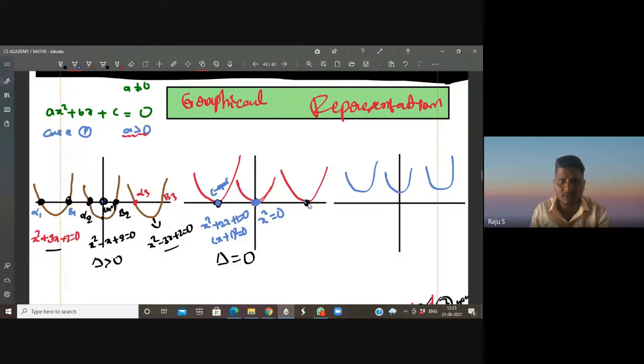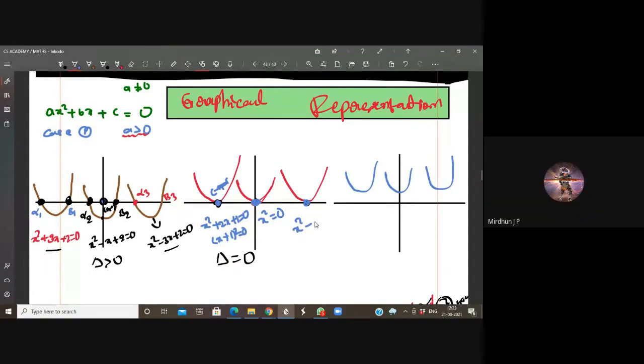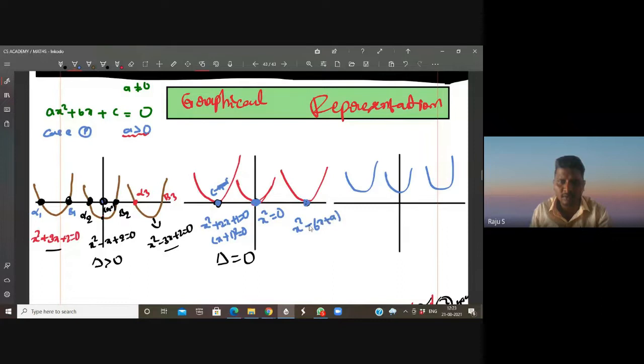What are the two roots here? 0, 0. Next, positive: you may take x square minus 6x plus 9 is equal to 0. Here, nothing but x minus 3 the whole square. What are the two roots? 3, 3. Both roots are positive and equal. Nothing but discriminant is equal to 0.